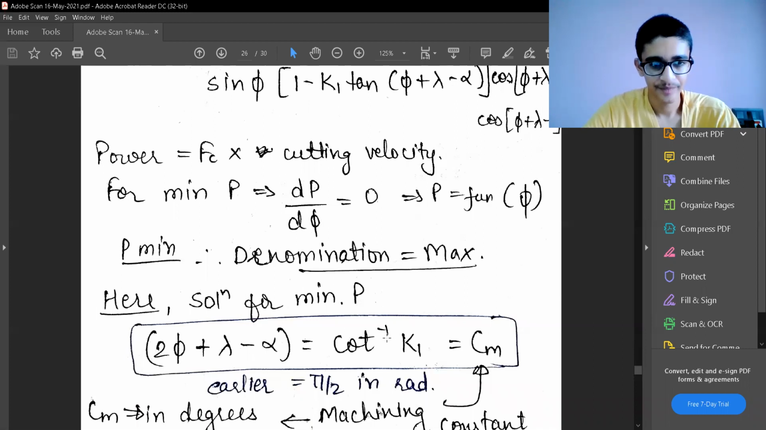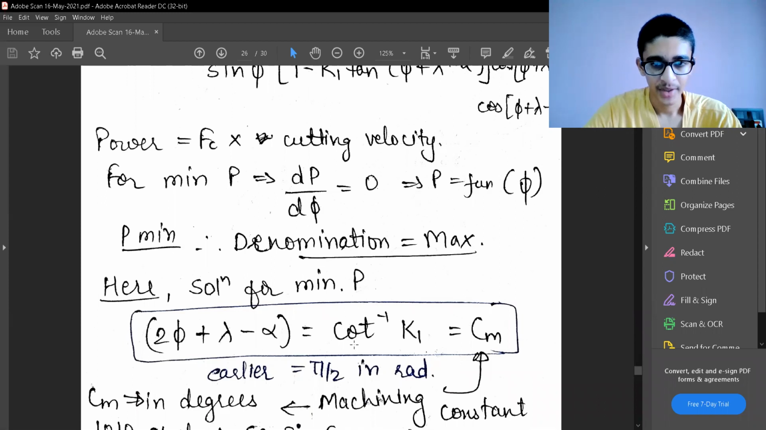That was some kind of machining parameter, and cot inverse of k1 is equal to Cm, that is some machining constant, and Cm will come in degrees. How? Because 2 phi plus lambda minus alpha were our angles, so those are in degrees, and Cm values will be 50 degrees, 60 degrees, 70, 80, depending on the material. Earlier we had pi by 2, which was a constant for all materials, but now Cm has come into the picture because of that k1 value, and k1 is a material property.